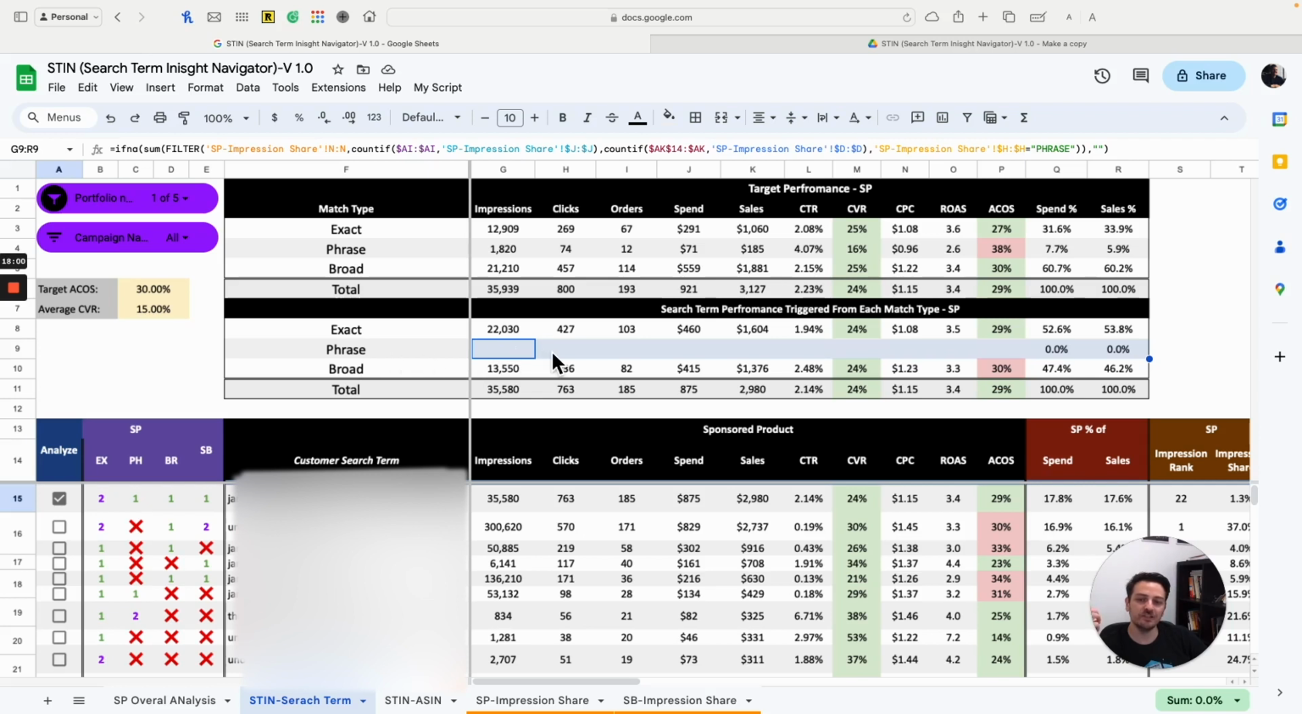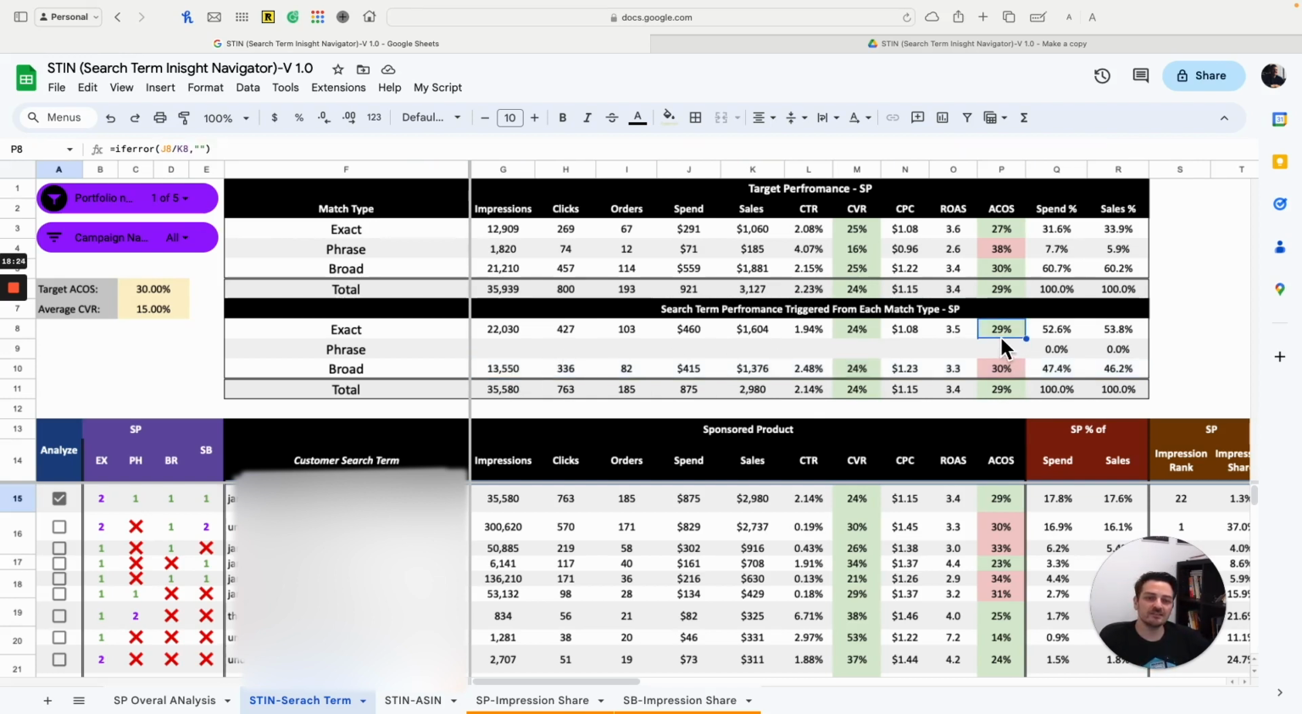As you can see here in phrase, it seems like we are targeting it, but we haven't got any impression. Either it is new or our bid is low. You could do investigation there as well. And this is lace up ankle brace when it is triggered from a broad target. What is our performance? In this case, we see that our lace up ankle brace has a slightly better ACOS when triggered from an exact keyword as a search term than when triggering from different match types.